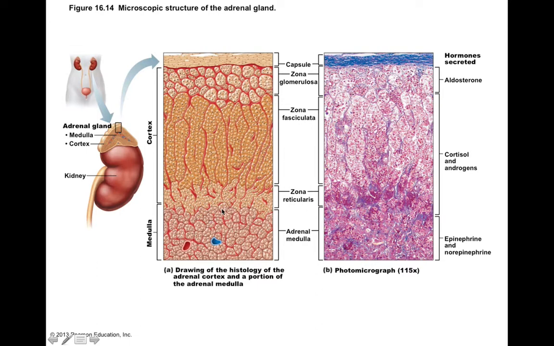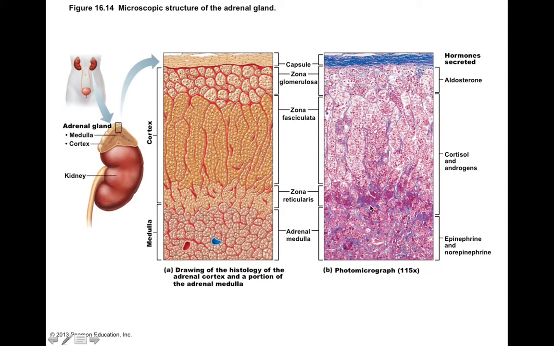Now, deep to the adrenal cortex, we'll have the adrenal medulla down here, which is going to be the deepest layer of the adrenal gland. Again, this is nervous tissue, and the cells in the adrenal medulla release the catecholamines like epinephrine and norepinephrine, or basically adrenaline and noradrenaline. And these are hormones of the sympathetic nervous system here in the adrenal medulla.